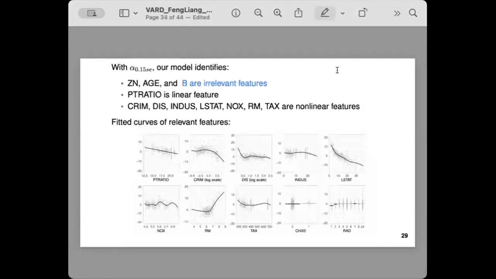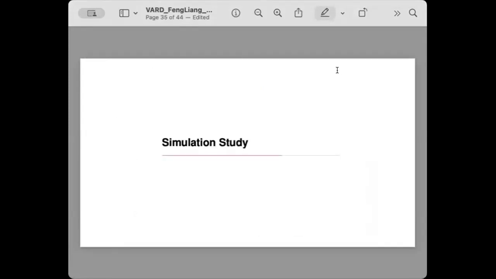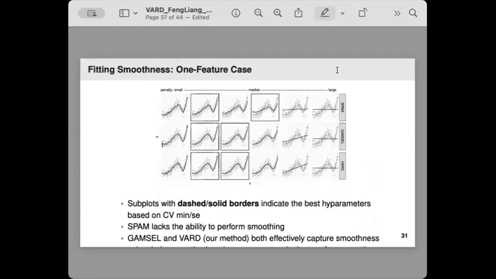Now, I want to use the remaining time to go over two simulation studies because that will show how our method differs from two other regularization algorithms. I'm just going to jump directly to this plot. In this setting, we have a one-dimensional problem, and the true curve has a nonlinear component. We compare SPAM, GAMSEL, and our method. For every row, we produce the fitted curve in black solid line, when the penalty goes from small to large. You can see the curve gets pushed down when the penalty gets larger.